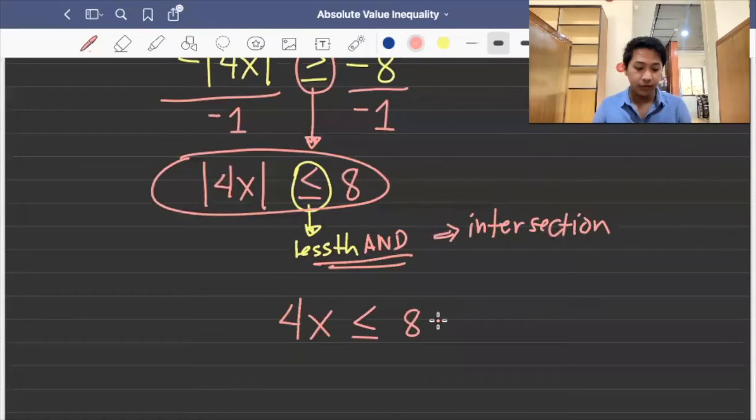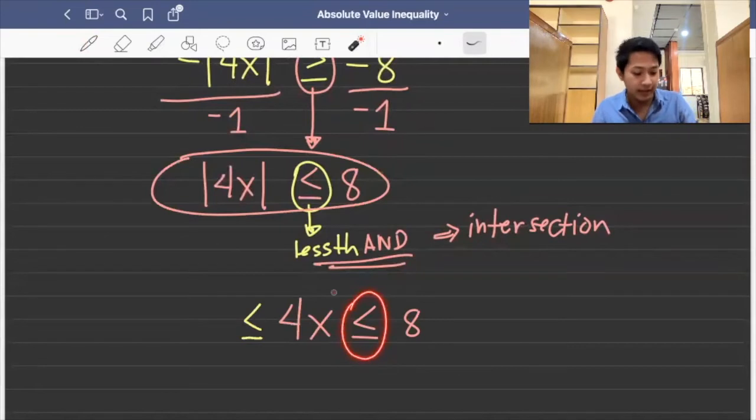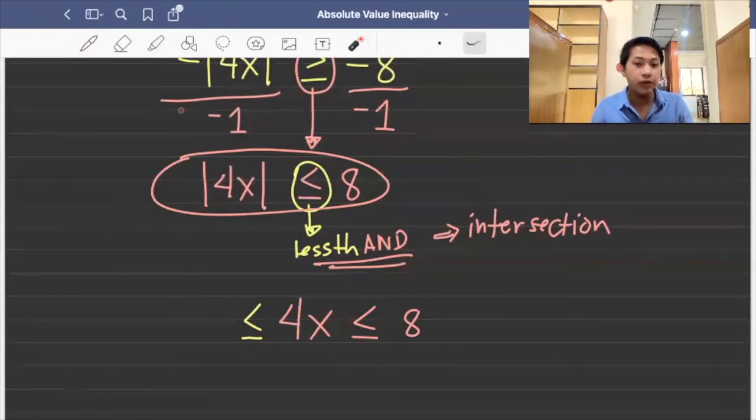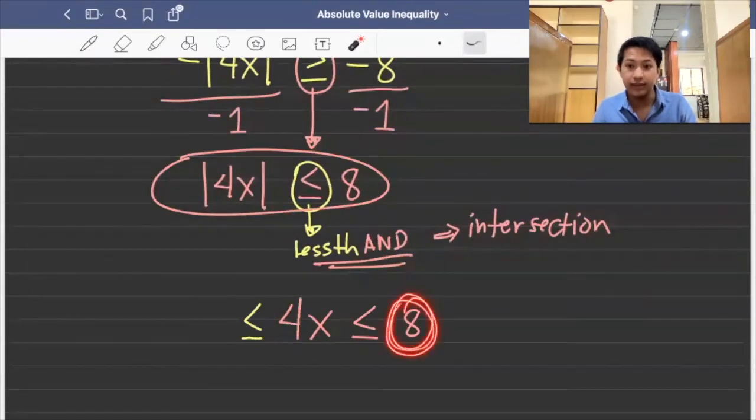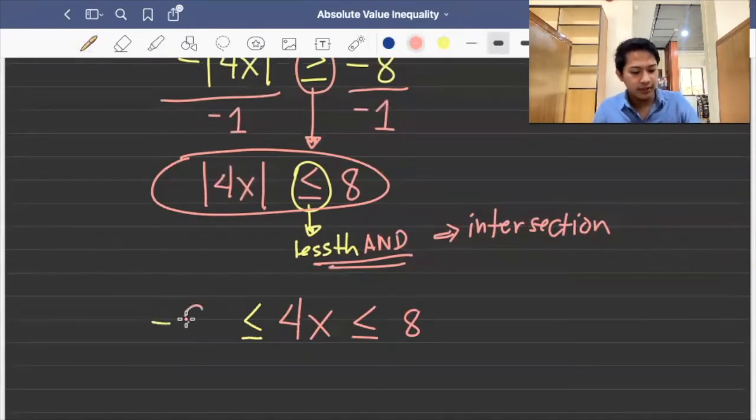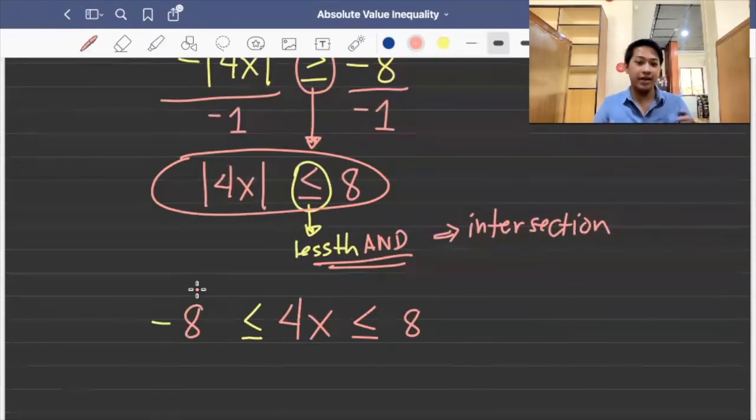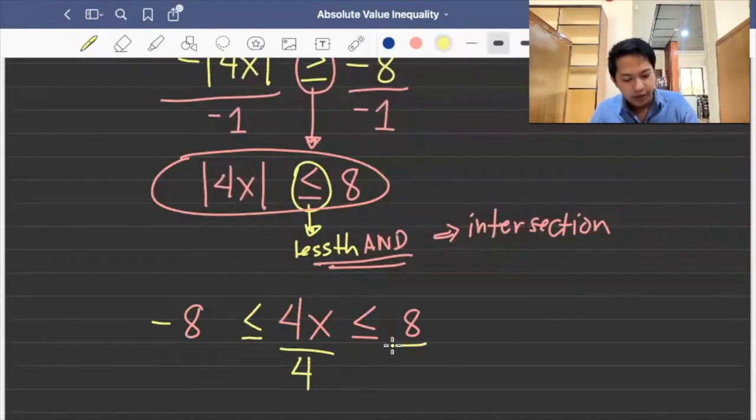That's the first thing. The second step is to find the reverse of this. Let's reverse the less than or equal to, so we have greater than or equal to, and we multiply 8 by negative. So this becomes negative times 8. Can you follow? And that is our compound inequality. We just need to solve for the value of x. We are going to divide everything by 4.